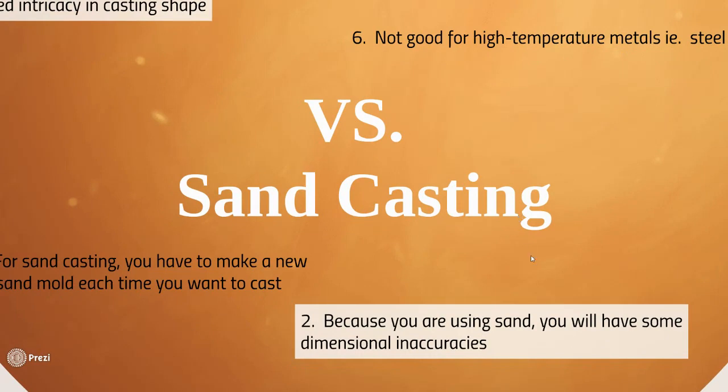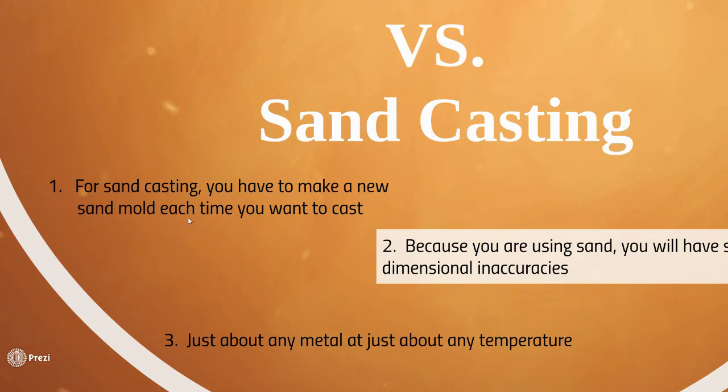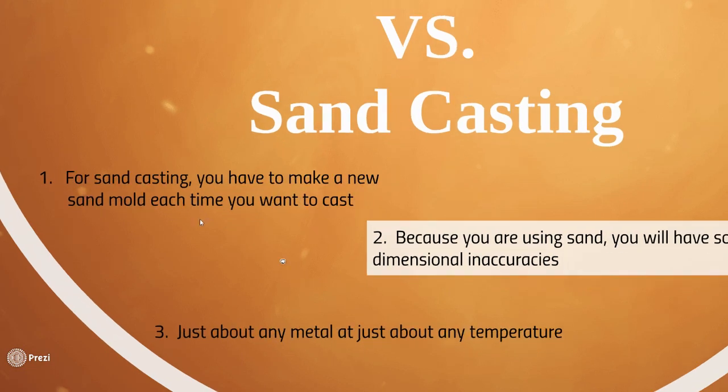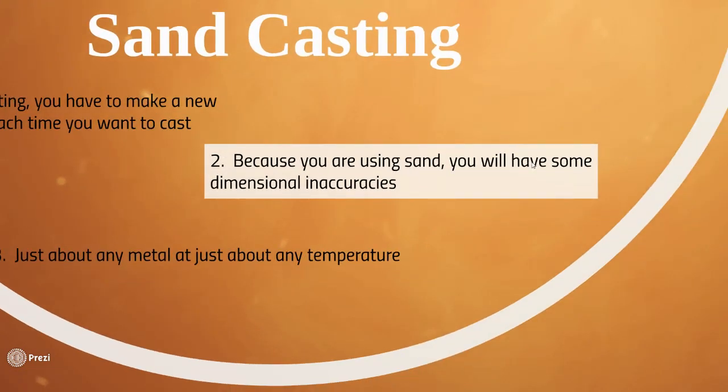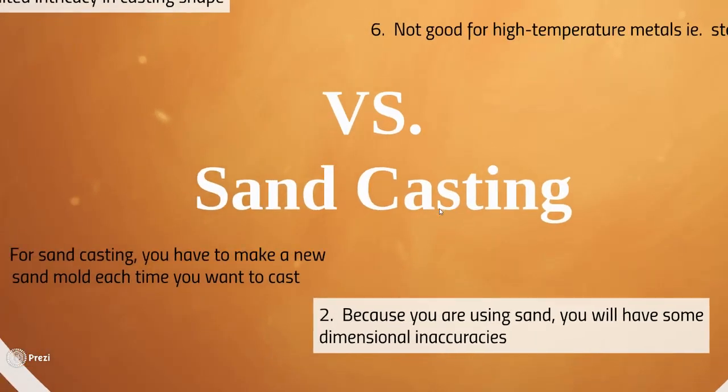All right, now let's look at more versatile sand casting. So for sand casting, you have to make a new sand mold each time you want to cast. So that is a definite disadvantage, okay? But because you're sand casting, you're going to have the same dimensional accuracies of that sand. For number three, just about any metal at just about any temperature. So that's definitely an advantage because of the refractory properties of sand. The melting temperature of the metal doesn't really matter that much. It's not going to hurt the sand. That's why you can do any metal at just about any temperature.